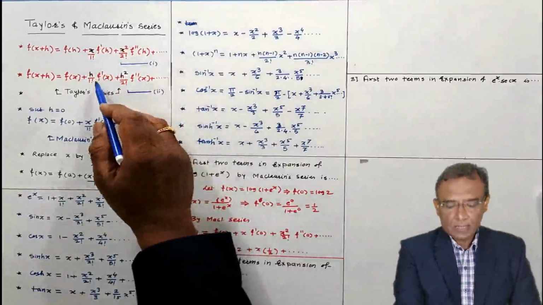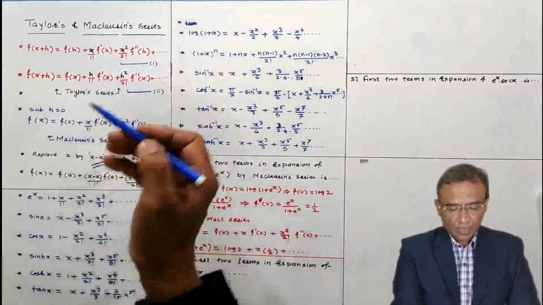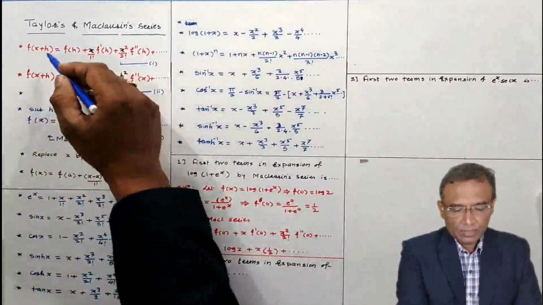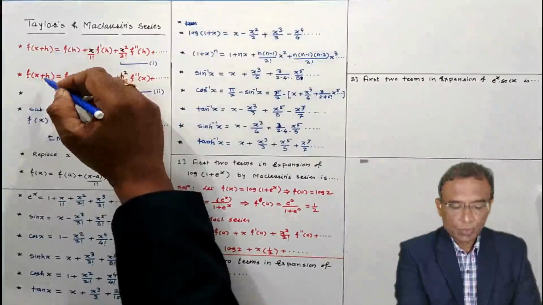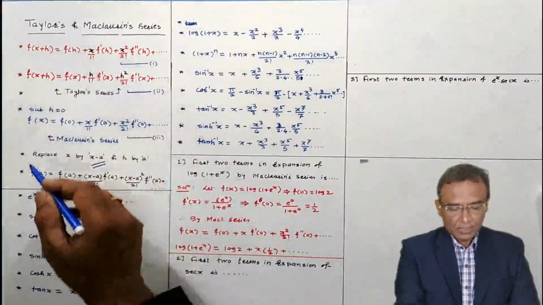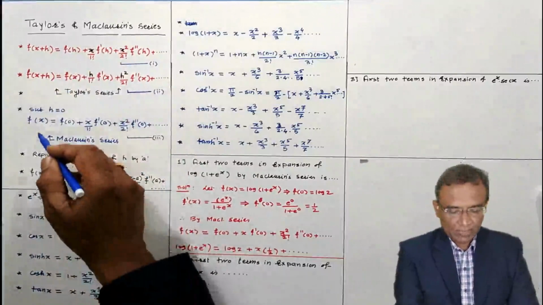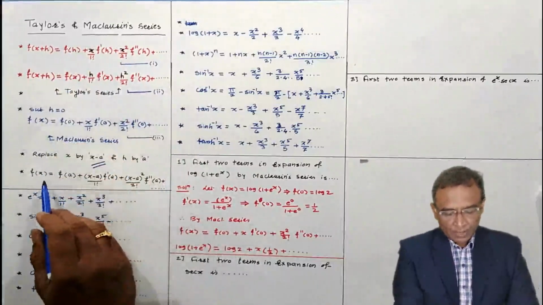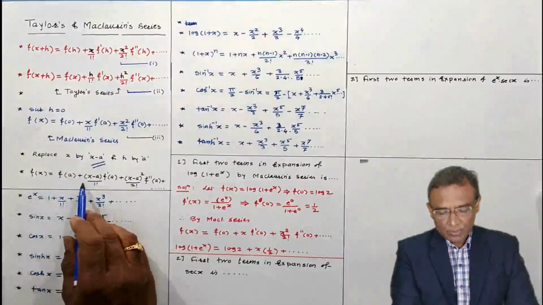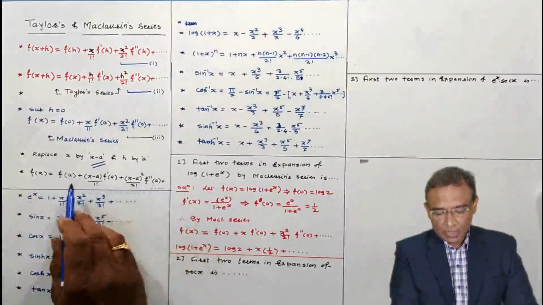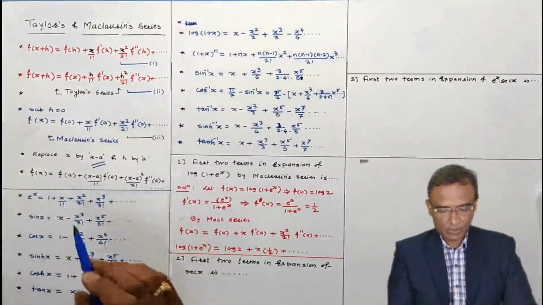The same series in ascending powers of h, and the f of x now. Here, in both the cases, we have function of x plus h. Here, in these two cases, we have f of x on the left hand side, function of x only. And this function of x, we have written in ascending powers of x minus a.